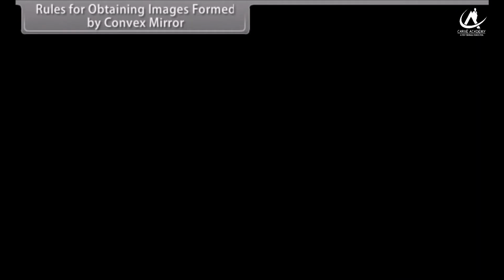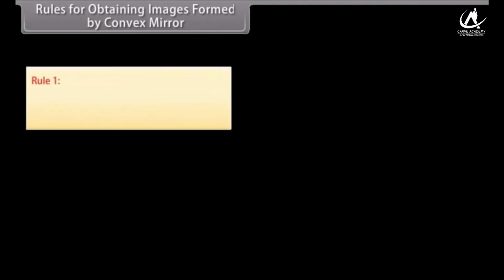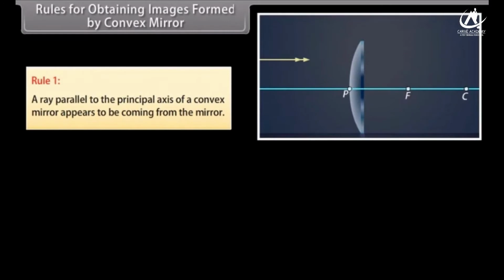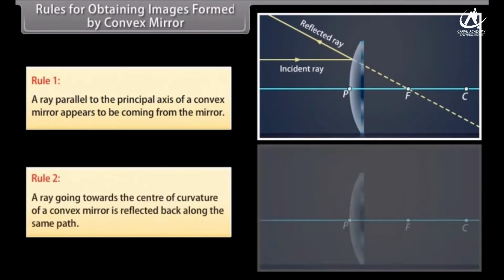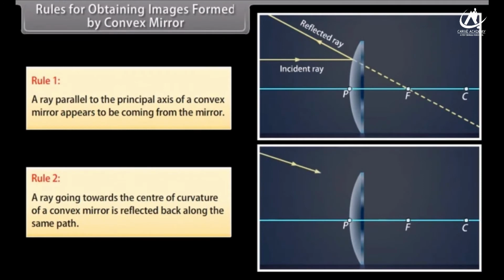Rules for obtaining images formed by convex mirror. Rule 1. A ray parallel to the principal axis of a convex mirror appears to be coming from the focus after reflection from the mirror. Rule 2. A ray going towards the center of curvature of a convex mirror is reflected back along the same path.